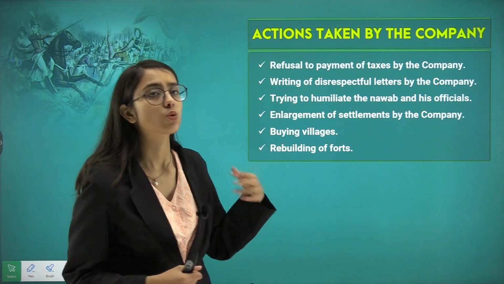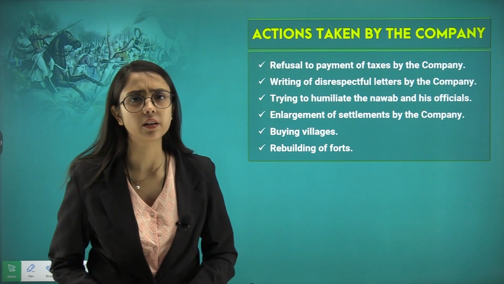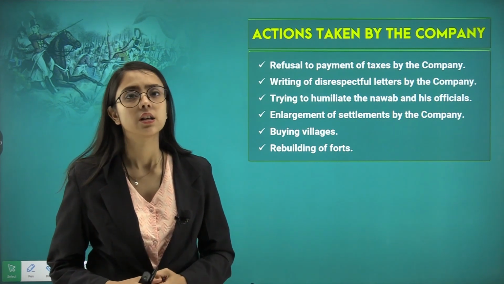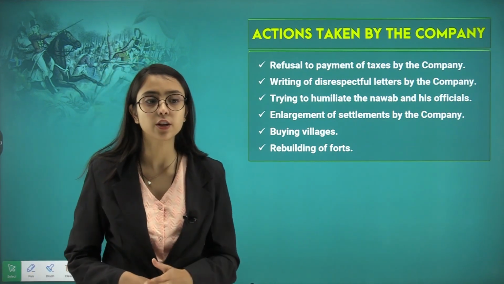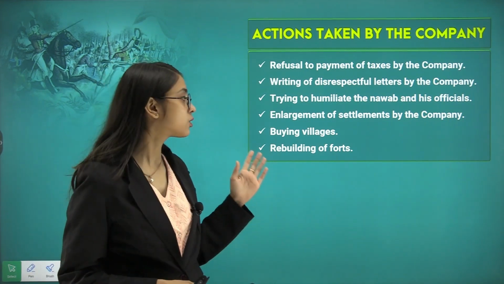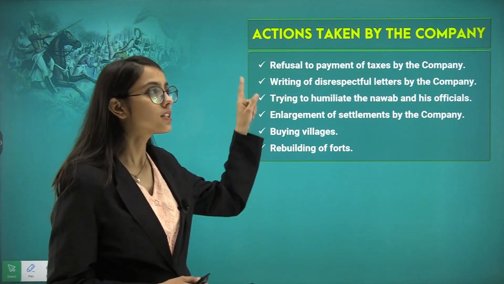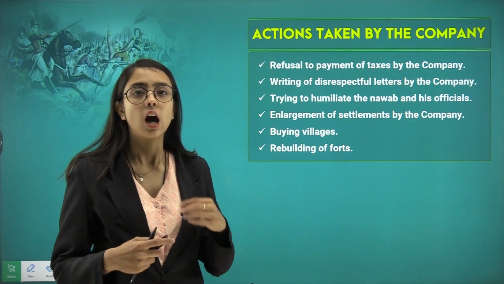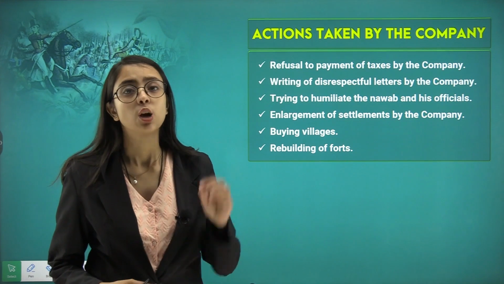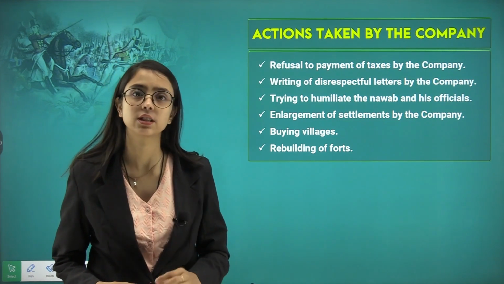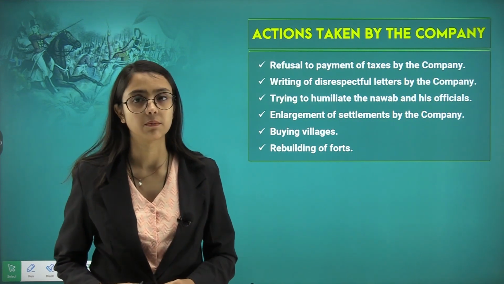Enlargement of settlements was taking place by the company. They started to settle in areas without any prior information and permission from the Nawabs. Apart from that, they started buying villages because they had a lot of money. They started to buy villages and they started to rebuild the forts even when it was stopped by the Nawabs. So these were a few totally out of hand activities and actions taken by the company, which resulted in huge long lasting conflicts between the native rulers and the Nawabs and the East India Company.